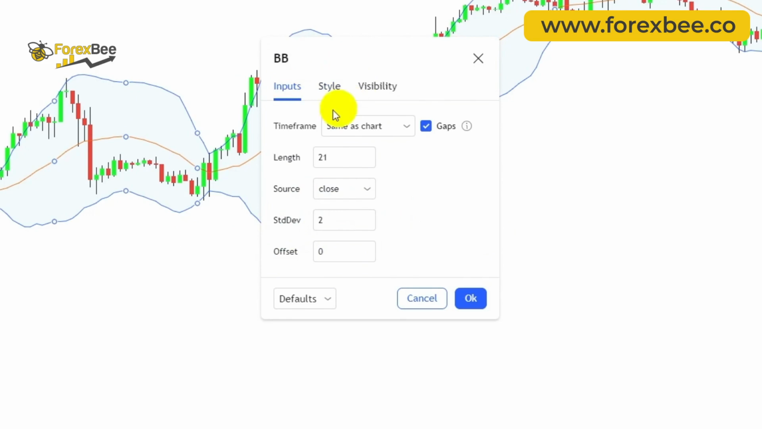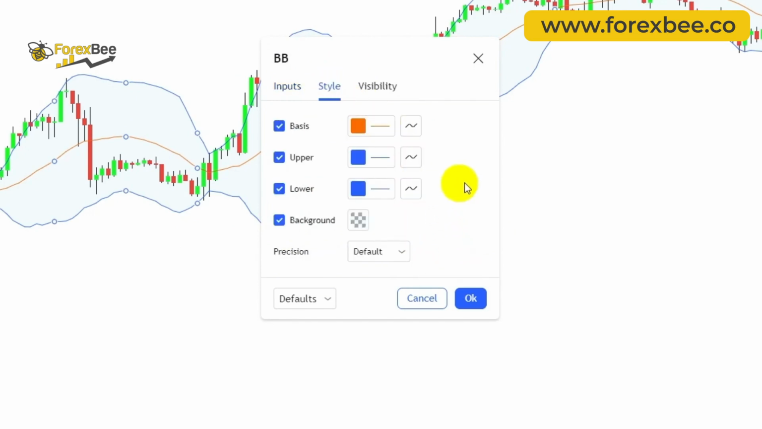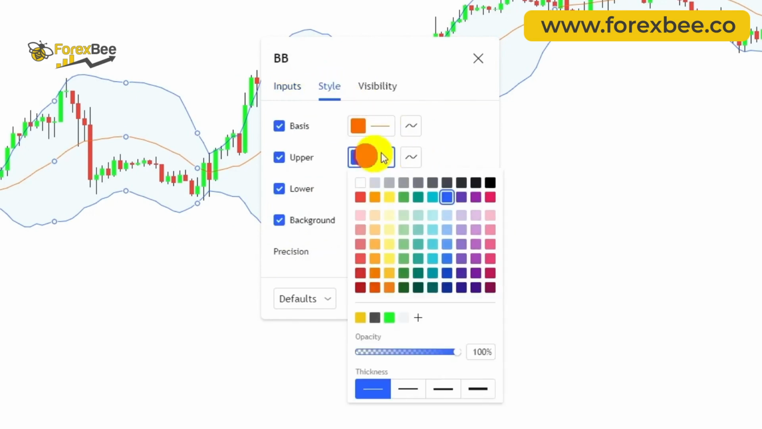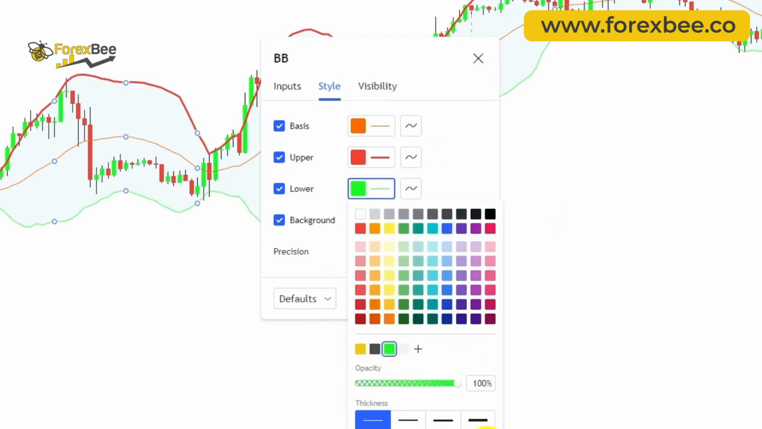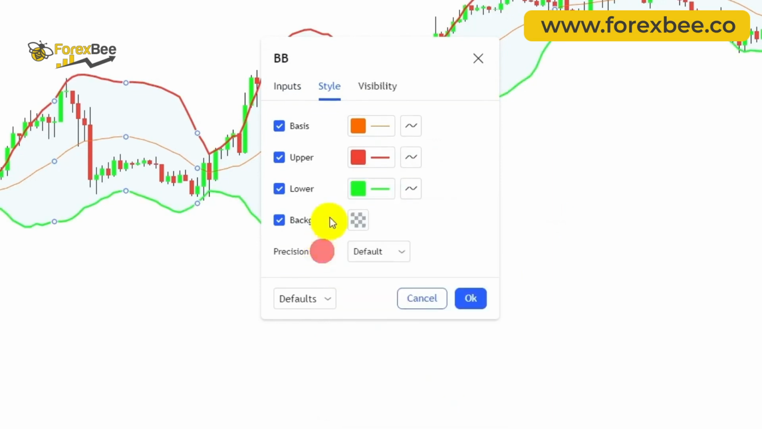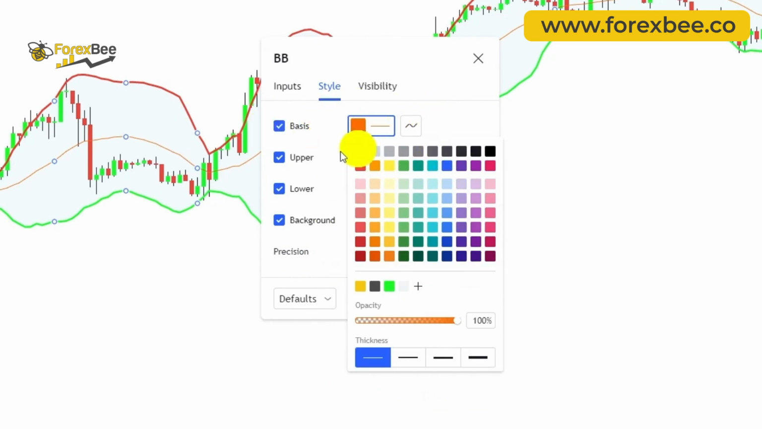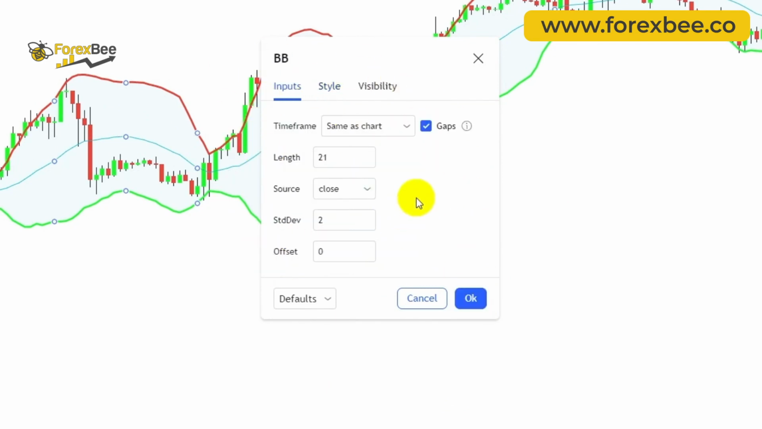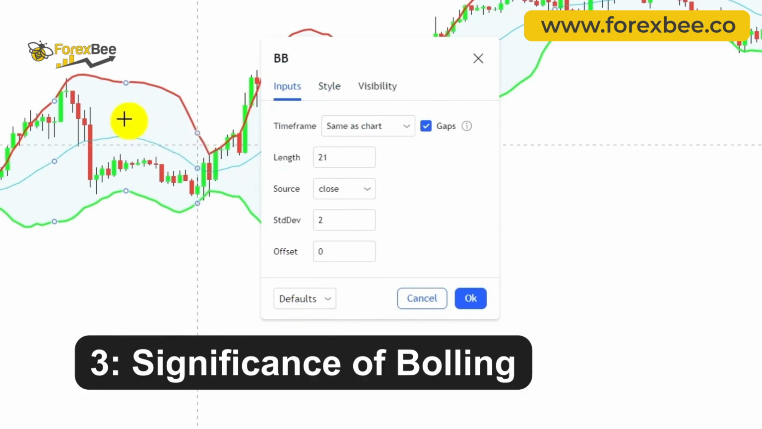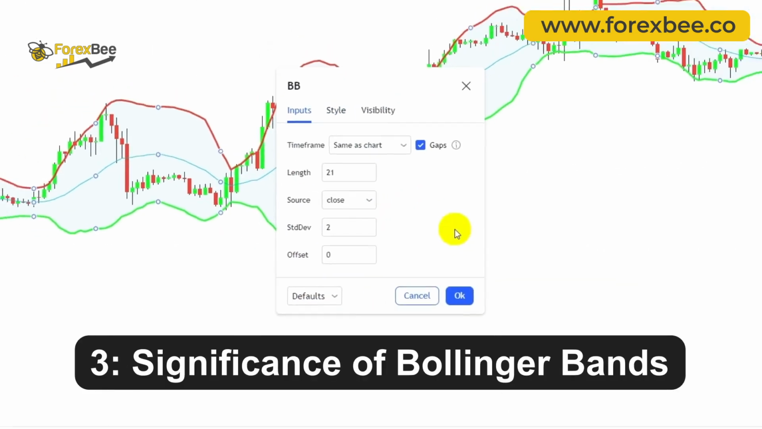After that, we can go into the style. In the style, I'm going to color the upper band red and make the width 3. Then I'm going to make the lower band green and the width 3 as well, and I'm going to turn the middle band blue. So here I have shown you the settings of the Bollinger Band indicator, and now we're going to go through what it means and what its significance is.